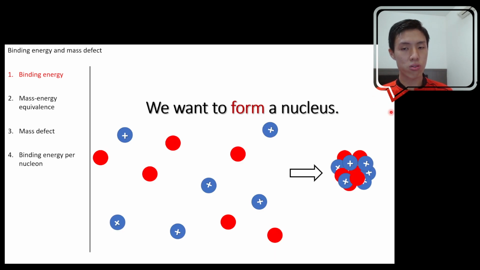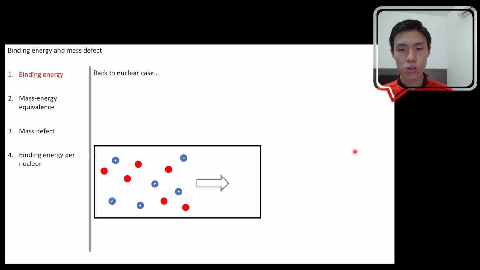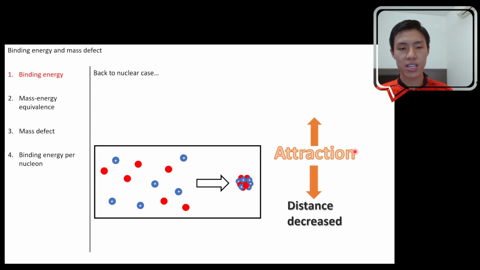Similar to a formation of nucleus, we bring protons and neutrons which are further apart, we bring them to be close together. So if this is a process that we are studying, we know that this is an attraction case. Just now we discussed that the distance should be decreased. So we can see that protons and neutrons, initially they were further apart, but after the formation of nucleus, those protons and neutrons are brought together to a very, very small distance on the order of 10 to the power of negative 15 meter. So they are now very close together.